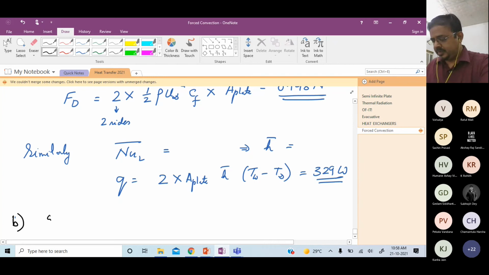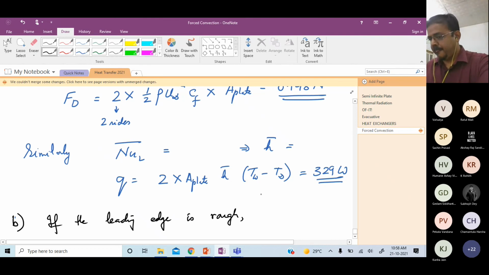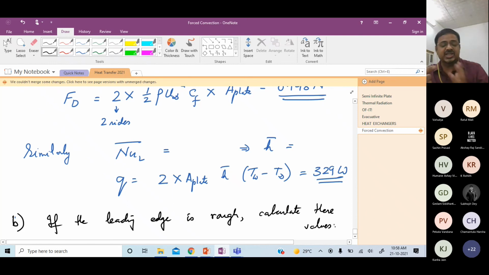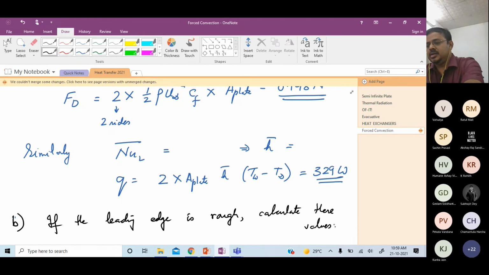If the leading edge is rough, calculate these values. Okay, and you will see that if the leading edge is rough, it means that it's turbulent right from the beginning. Therefore, what you should see is your drag force will be higher and your heat transfer will also be higher.